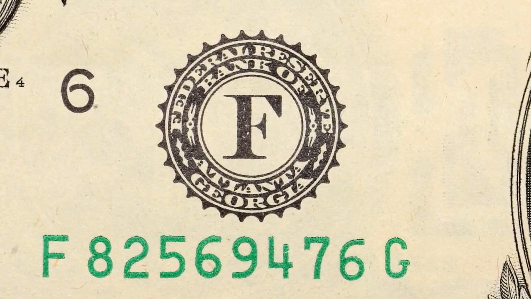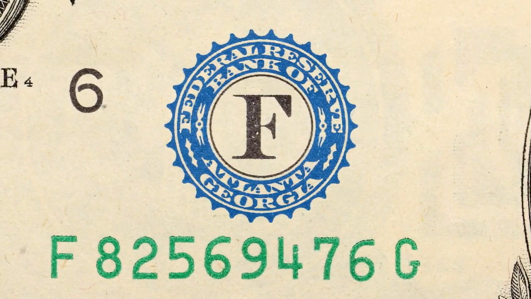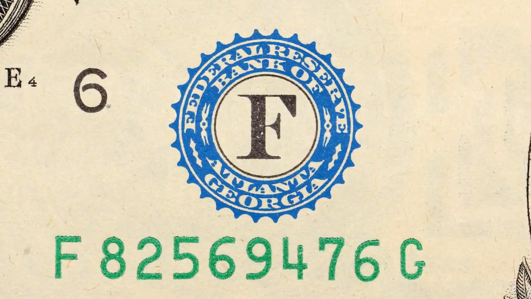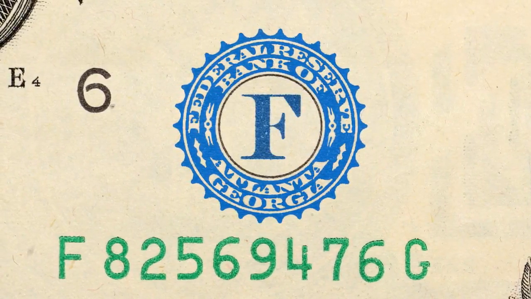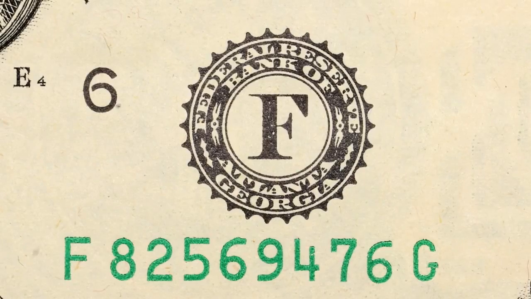the Federal Reserve seal. If you read the ring around the seal, you can see at which of the 12 Federal Reserve banks your bill was printed. If you don't like reading city names, you can also just look at the letter in the center. Each bank has its own unique letter. You'll want to pause this part if you're actually interested. You'll also notice that letter is the first character in your serial number.